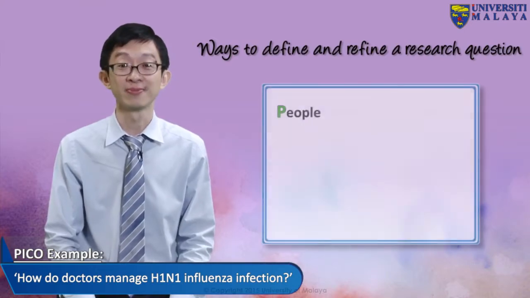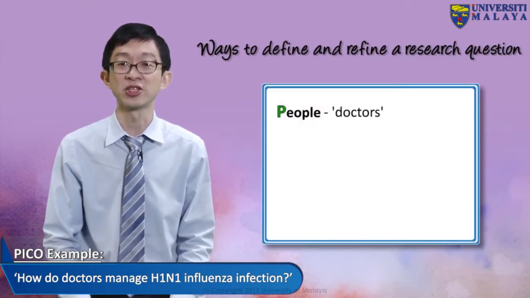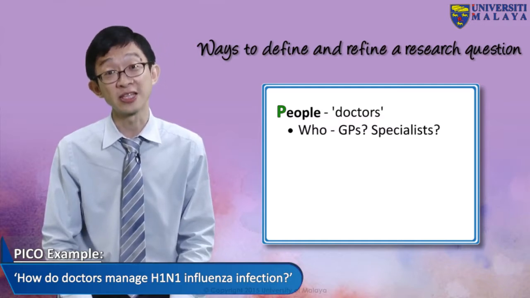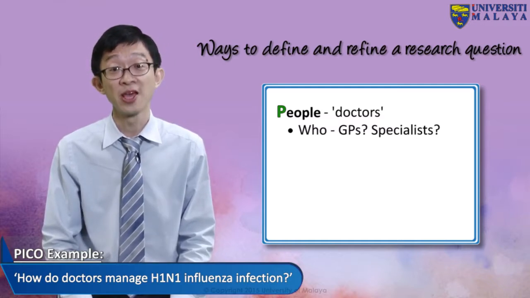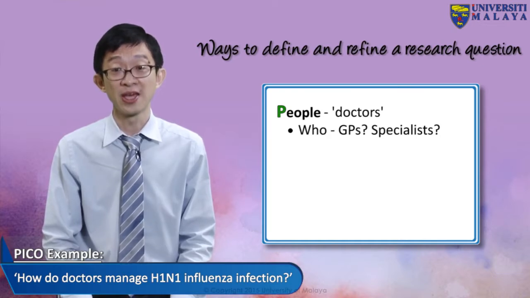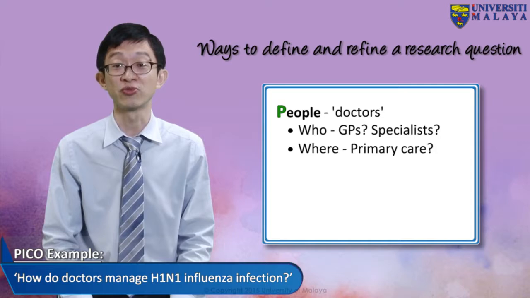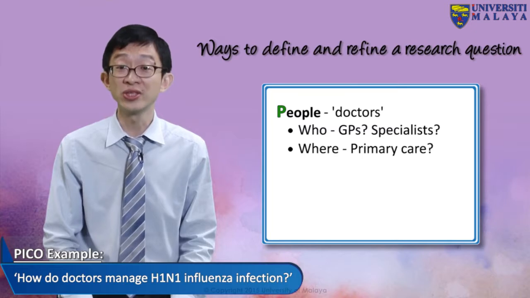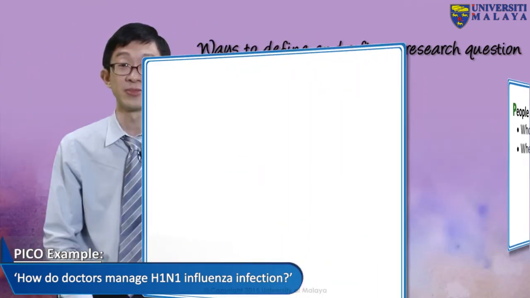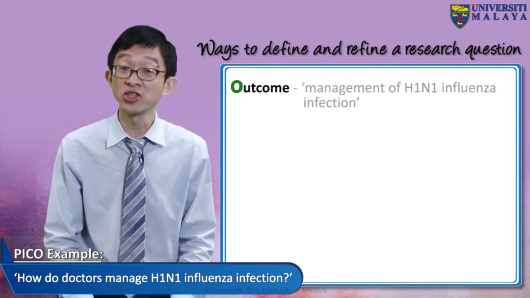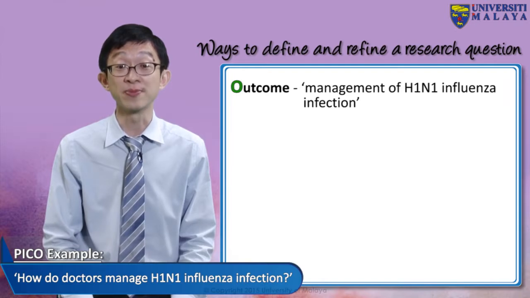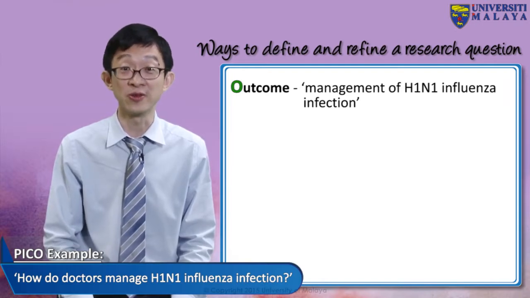Let's start with P. Who are the doctors involved in the management? Are they general practitioners in primary care, specialists in hospitals, or intensivists in the intensive care unit in the hospital? This must be clearly defined. It is also important to describe the doctor's role and setting. Since this is not an intervention study, we do not need to include the I and C. The outcome of this study is the management of H1N1 influenza infection. For this, we need to define what is management and what is H1N1 influenza infection.